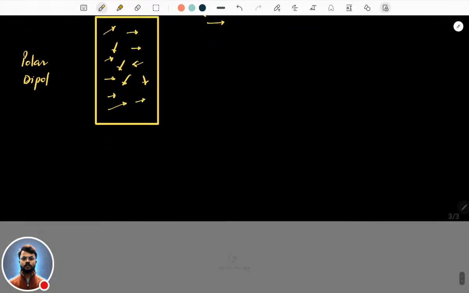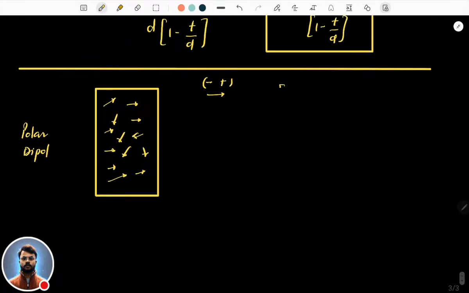And when we talk about the non-polar dipole without any external electric field, they are not showing any dipolic property, because their positive and negative centers coincide at one point, just like this, that is positive and the same point is negative, so they coincide, so they do not show any dipolic property without any external field.